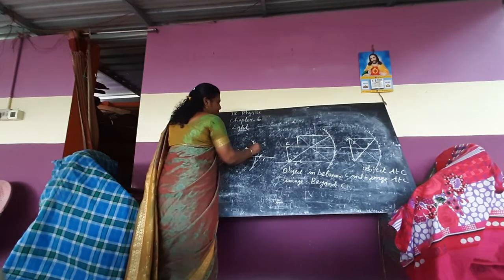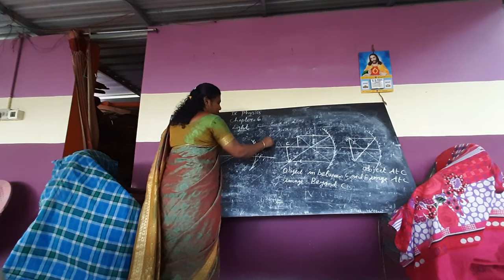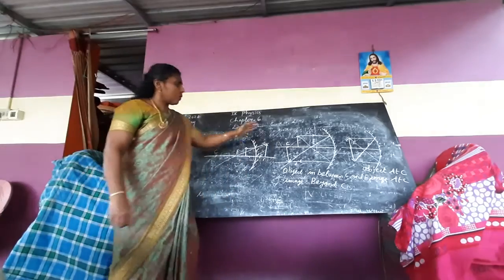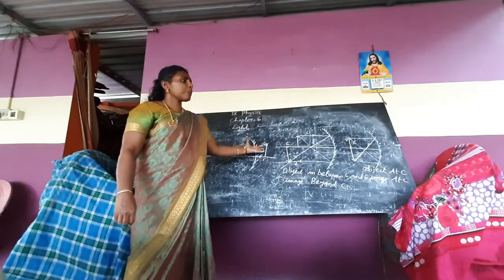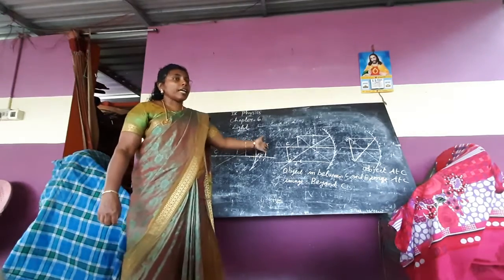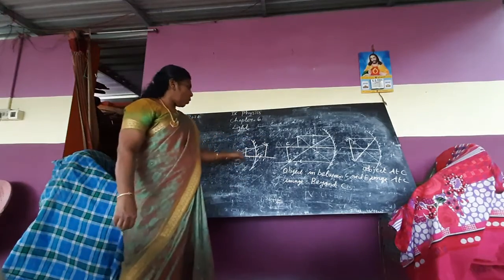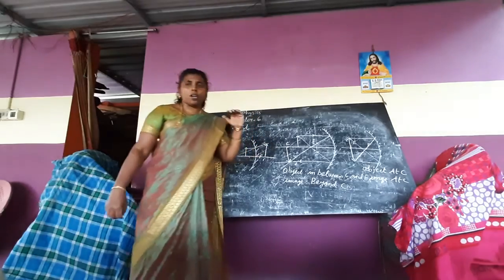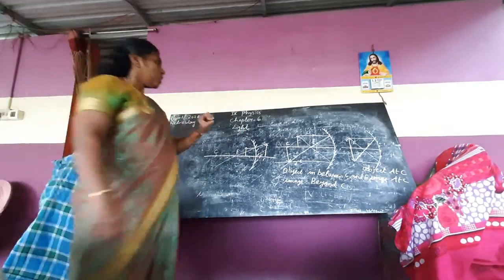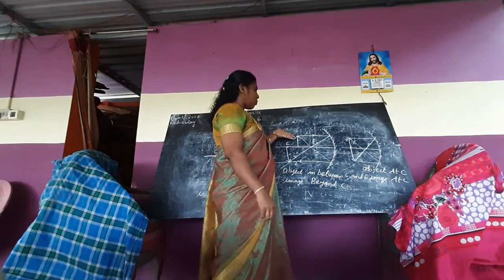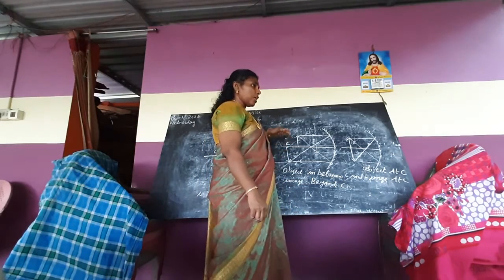Now here you will get the image beyond the pole. See here. Everywhere else you get an inverted image, no? Here you will get the same image, an enlarged image. When compared to the object, the image is enlarged. Everywhere else you will get an inverted image. See, the object is an upward arrow, and the image is a downward arrow.